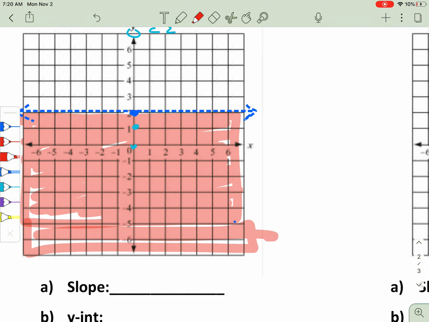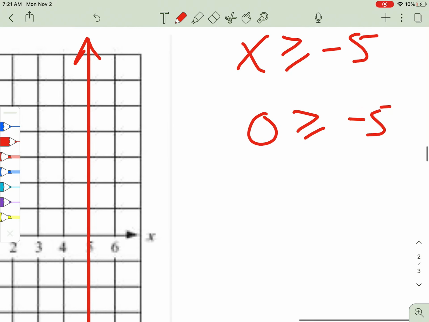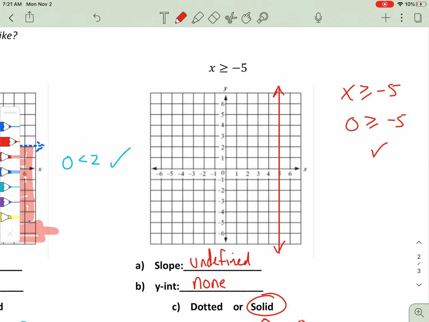Okay, so this says x is greater than or equal to -5. There's no y, so I'm just plugging in 0 for x. Is 0 bigger than -5? Yes.